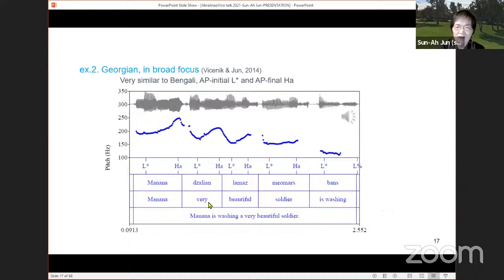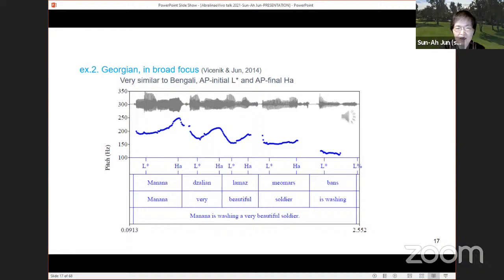Another head-edge prominence language is Georgian. It's very similar to Bengali because this language also has a stress at the initial syllable of the word. So low star and then ending high A. Each word has one AP, a rising tone, with the beginning low star and the ending high. That sentence: Manana zalian lamas meomar spans. So very similar to Bengali.